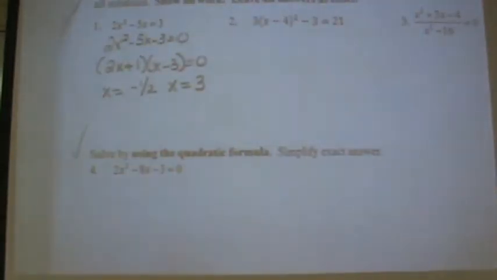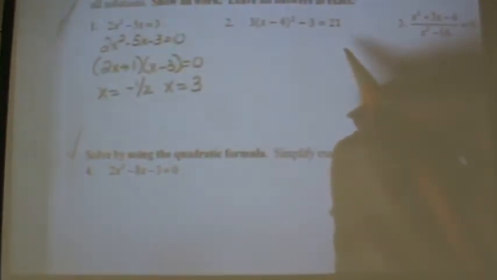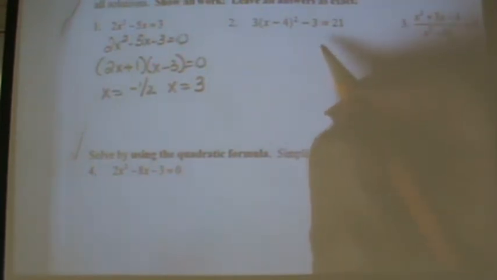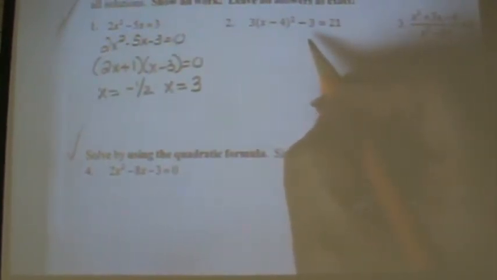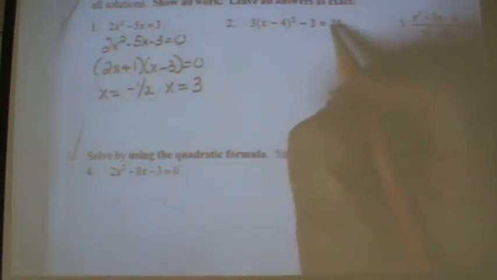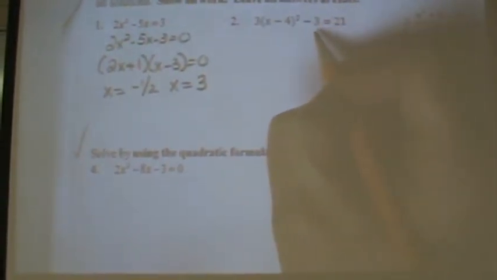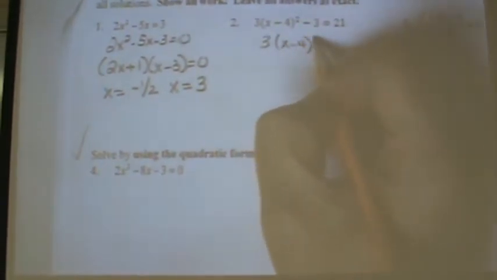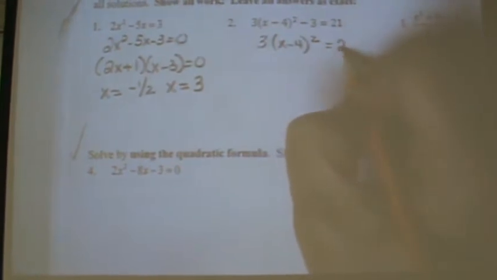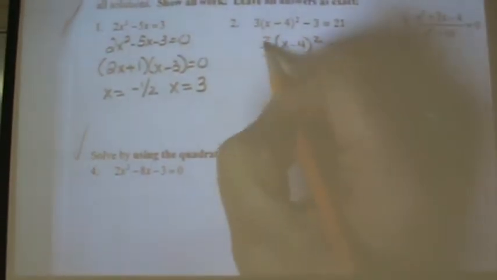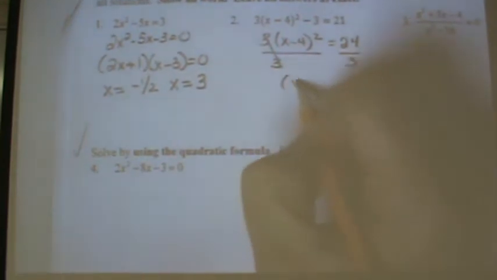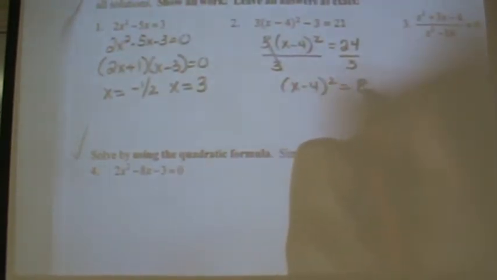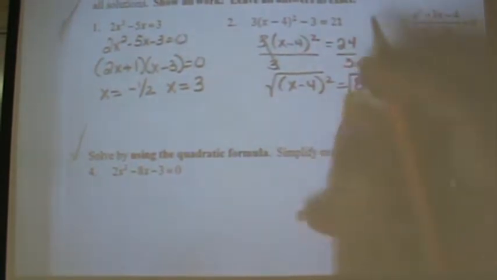How do you solve the next one? You do need to know how to take the square root of both sides. That's on your test. How do you square root both sides? For this one, what do you do? Add 3. When you add 3, what do you get? Then what? Square root both sides.